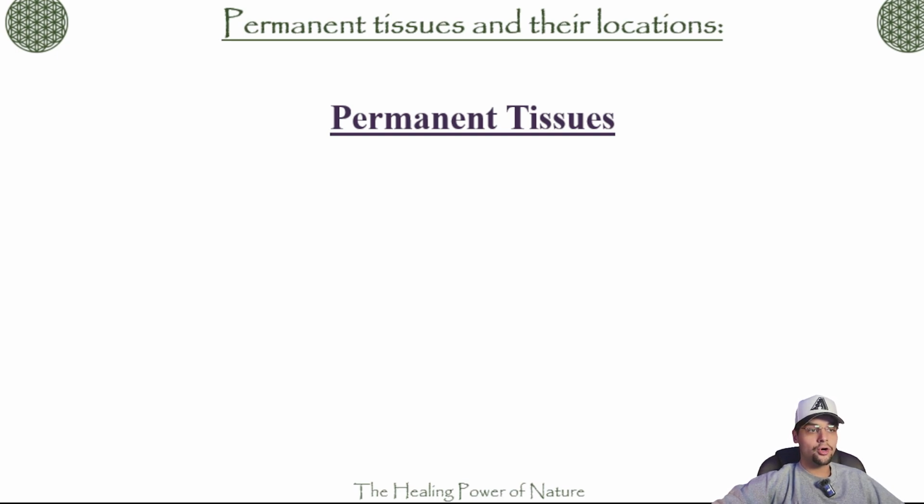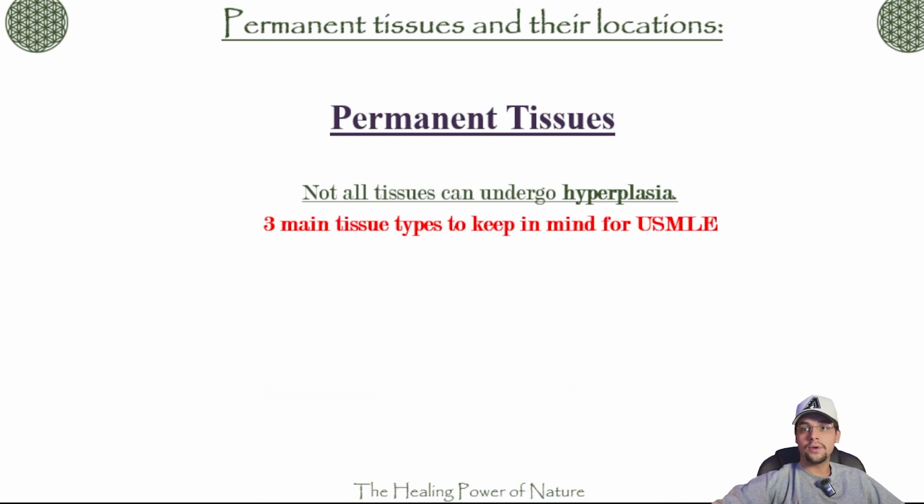So to begin, permanent tissues. There's three main types of permanent tissues, okay? So not all tissues can undergo hyperplasia, like we just talked about. So the three main types that we need to keep in mind for USMLE is number one, cardiac muscle. Cardiac tissue is composed of myocytes that are differentiated and incapable of dividing, okay?